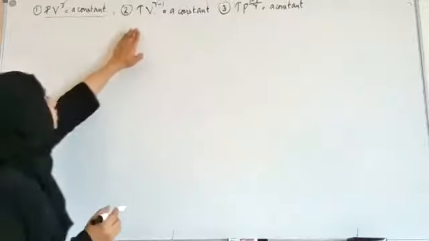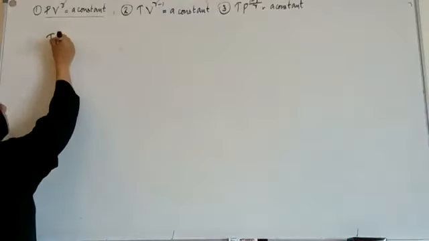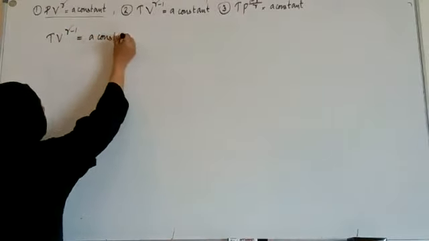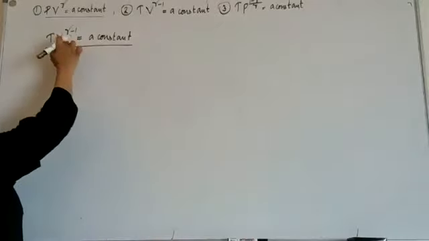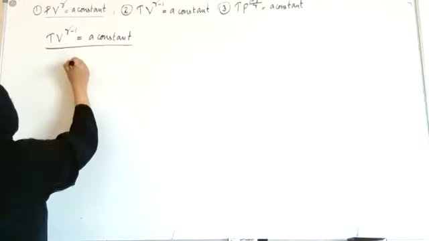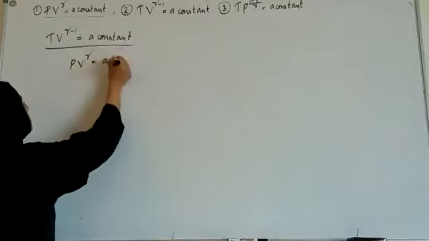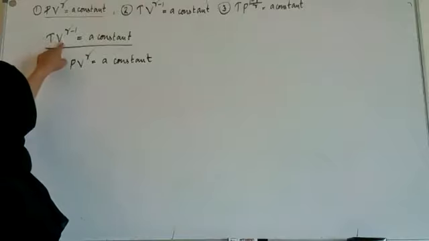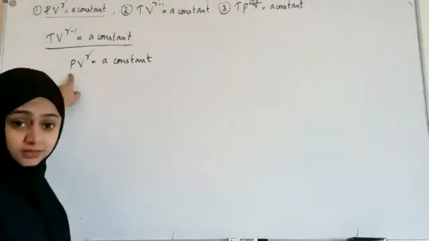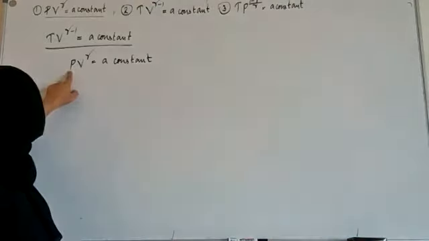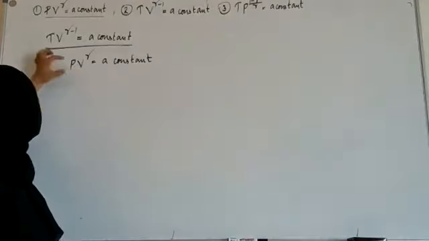So now we are going to prove that TV raised to gamma minus 1 is a constant. And what we have in hand, what we have already proved, is that PV raised to gamma is a constant. My aim is to reach here. For that, I don't want pressure in my expression. What I want is temperature. So in order to express pressure in terms of temperature, I'm going to use the ideal gas equation.